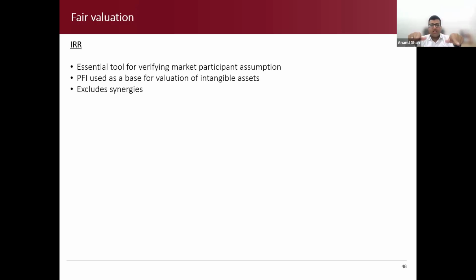Going back, everything under the framework of Ind AS 103 has to be market participant. So even the discount rate that you build up for valuing intangible assets needs to be market participant. Now, how do you ensure your cash flows and your discount rate are market participant? When you compute your discount rate, if that number ties up with your IRR, and the IRR has to be based on a market participant assumption again, that means that your cash flows and your discount rate are both market participant and they'll fit well in the model that you're trying to make.